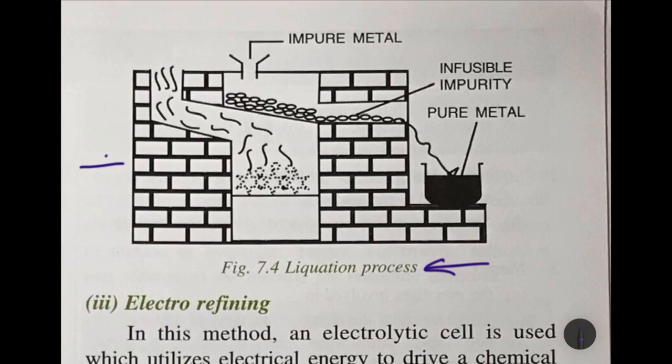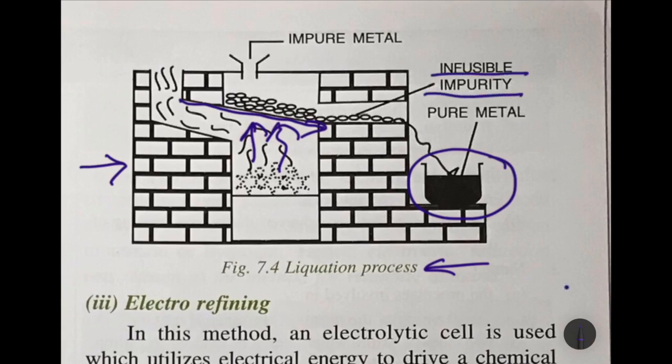You can see the furnace here, and this is the sloping hearth of the furnace. When it is heated, the metal will melt and then it is collected separately. What remains behind? The impurity remains behind.